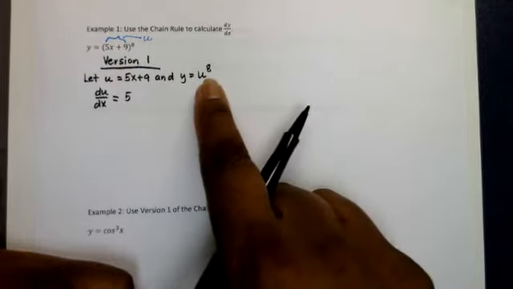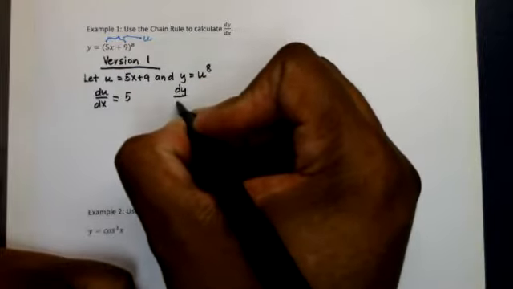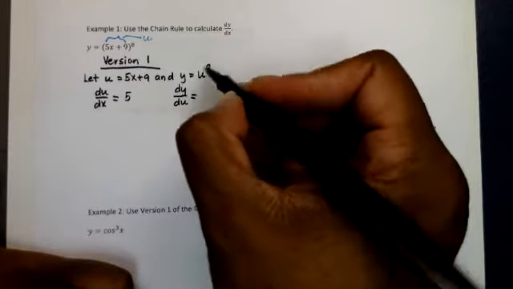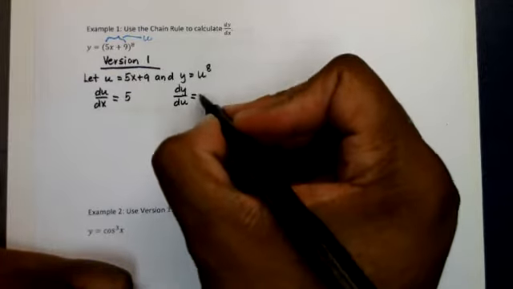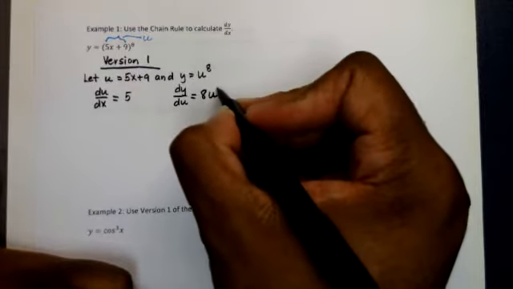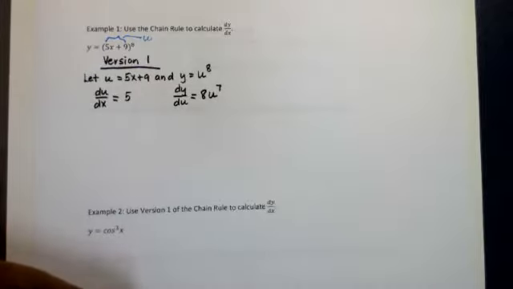And then for y equal u to the 8th, the derivative of y in terms of u is going to be this. We bring down the 8 in front of the u, copy the u over, and it's going to be to the 1 less power. 8 minus 1 would be 7. So dy du is equal to 8u to the 7th power.